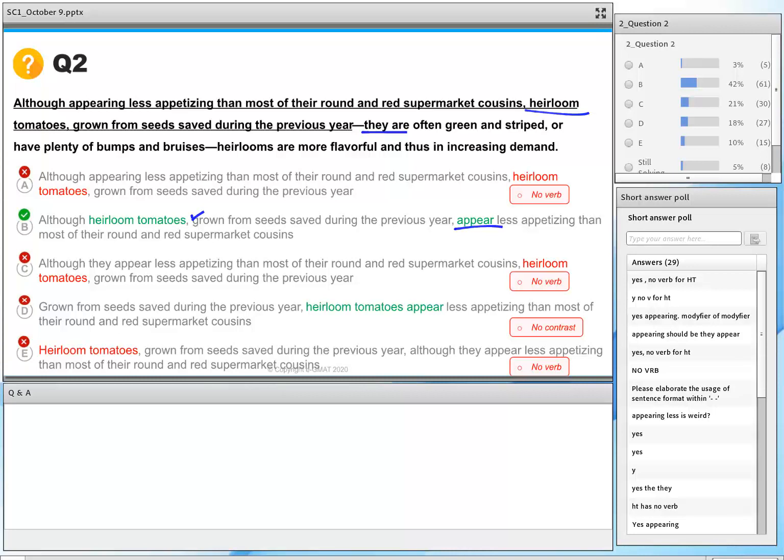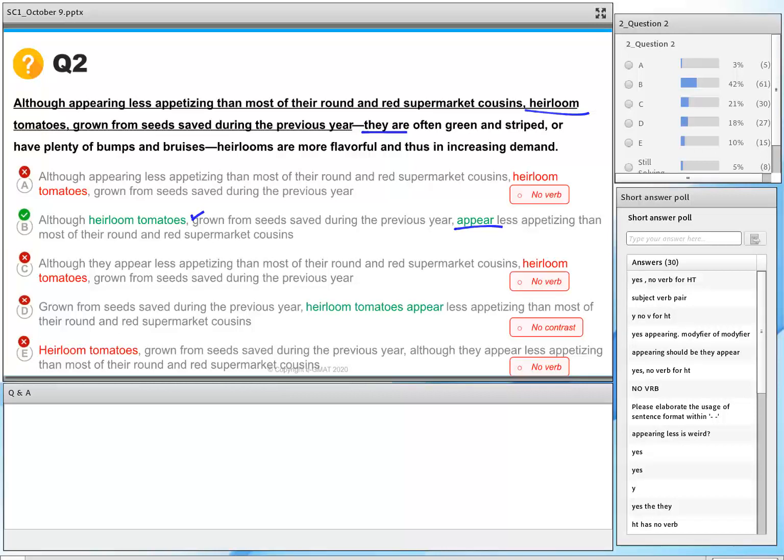Hey, do you want to know how they look? Yeah, they are often green and striped or have plenty of bumps and bruises. So I agree with the author that they look less appetizing, but heirlooms are more flavorful and thus in increasing demand. This is how you need to get yourself involved with the sentence in order to understand the intended meaning of the sentence.